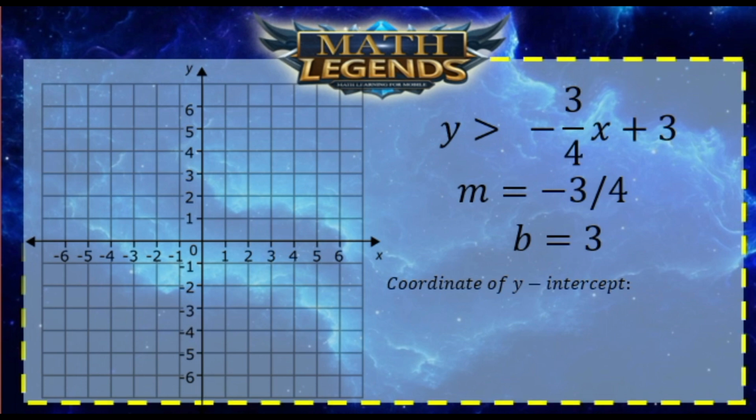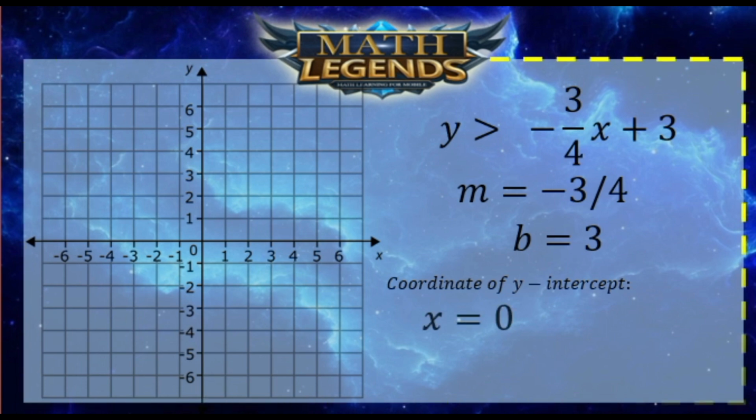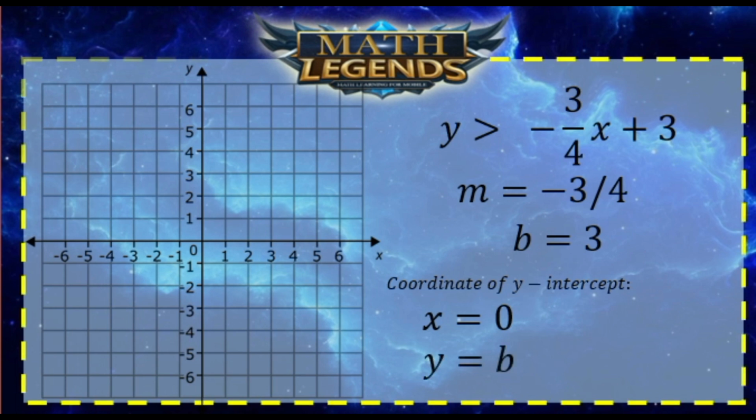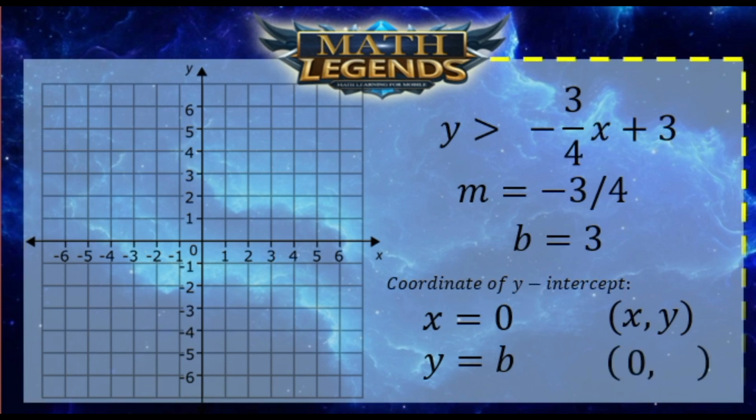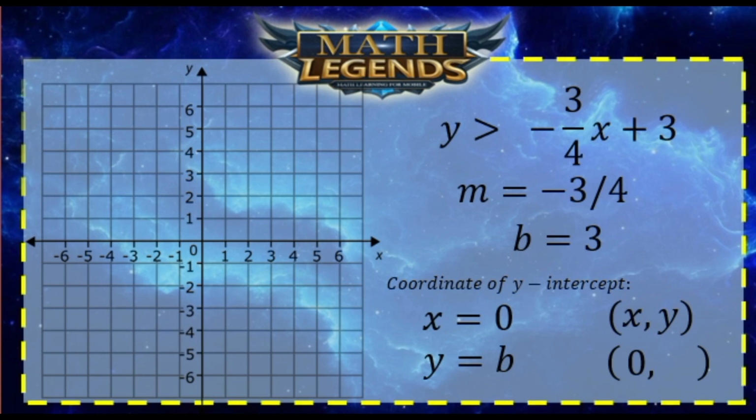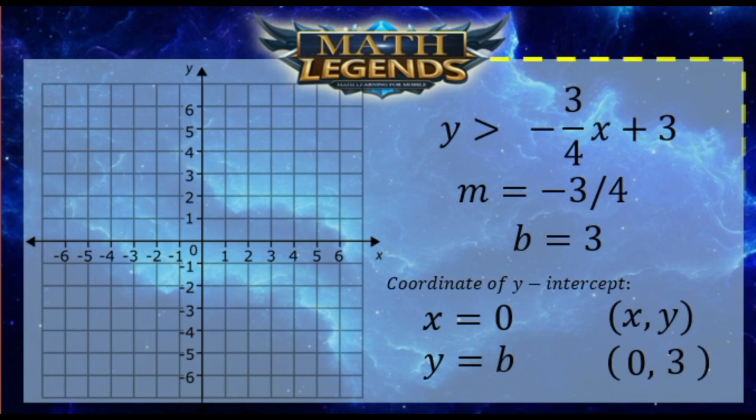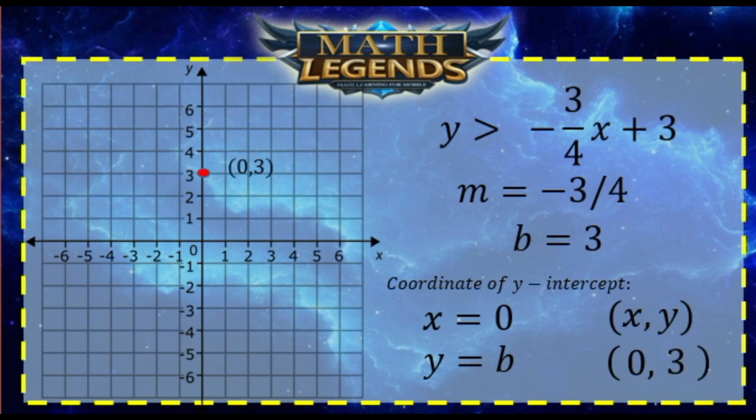For our y-intercept, we could have our x that is always equal to 0 and the y that is equal to b. So given the ordered pair x and y, we're going to have x that is equal to 0 and y that is equal to b, wherein b is equal to positive 3. So let us plot the point (0, 3) on our Cartesian plane, and let us label it as (0, 3).